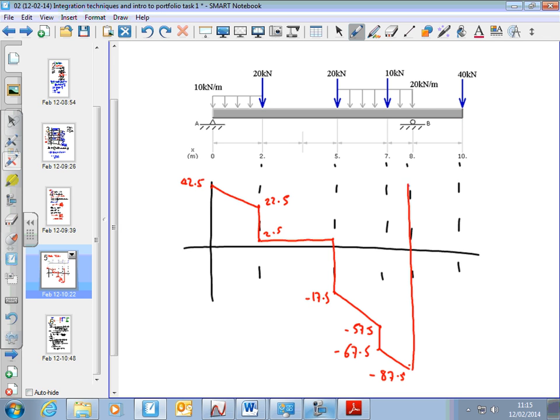And then nothing much happens until we get to here, and then there's this reaction force, this downward force of 40 kilonewtons, and we're back to 0. So this is 40 here. So we sketched it.